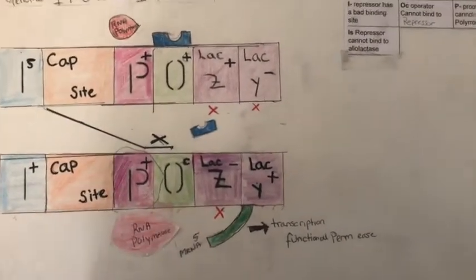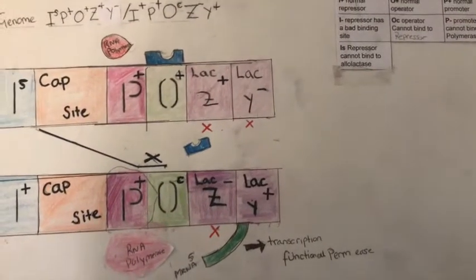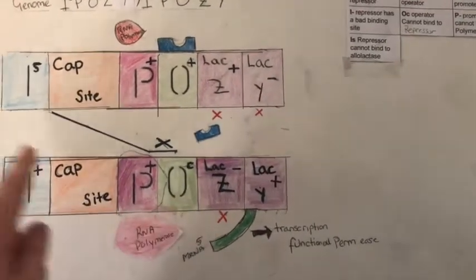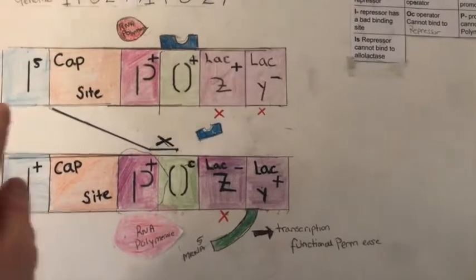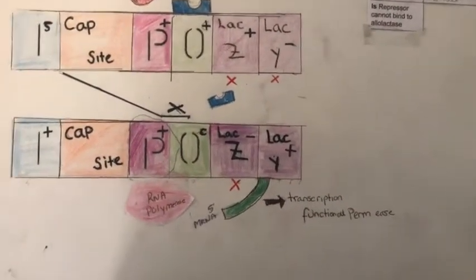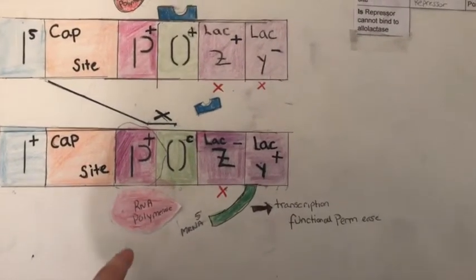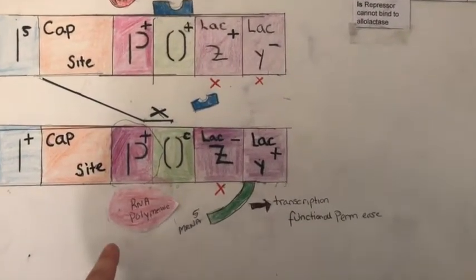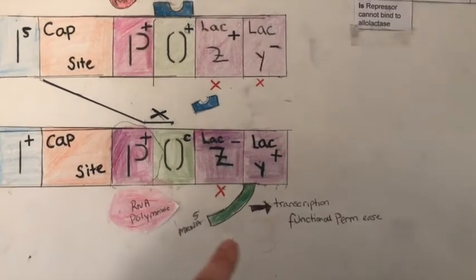As we see here, we have an operator that is constitutive, and a super repressor. The super repressor will try to interact with the operator, though it cannot, as it cannot bind. This means that RNA polymerase is free to transcribe, creating a functional permease.